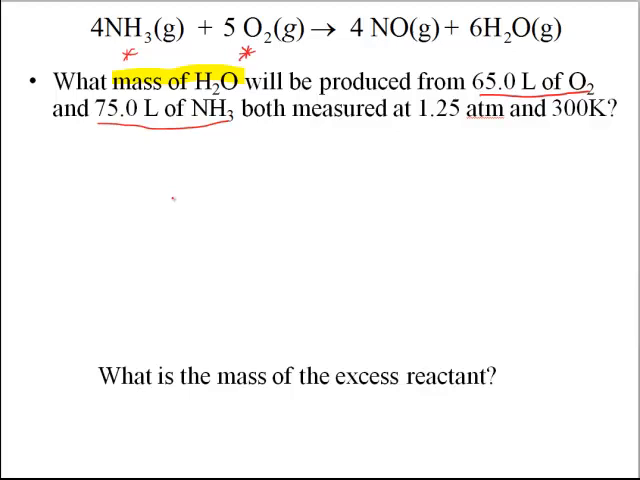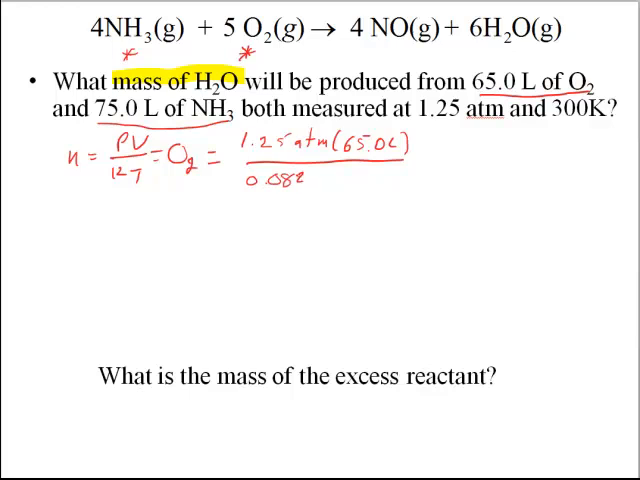So what are we going to do? Well, we're going to use those conditions there to find the moles. So let's start with that. So n equals PV over RT, and this is for O2. Okay. So the pressure is 1.25 atm. The volume is 65 liters. 0.0821 is my gas constant, and my temperature is 300 K.